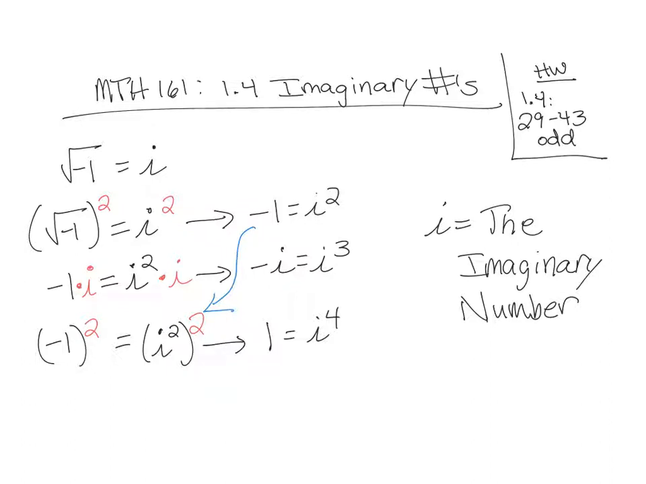The homework for 1.4 is 29 through 43 odd. You don't have to do them all. Just make sure you get it because you're going to need it when you get to the following sections.